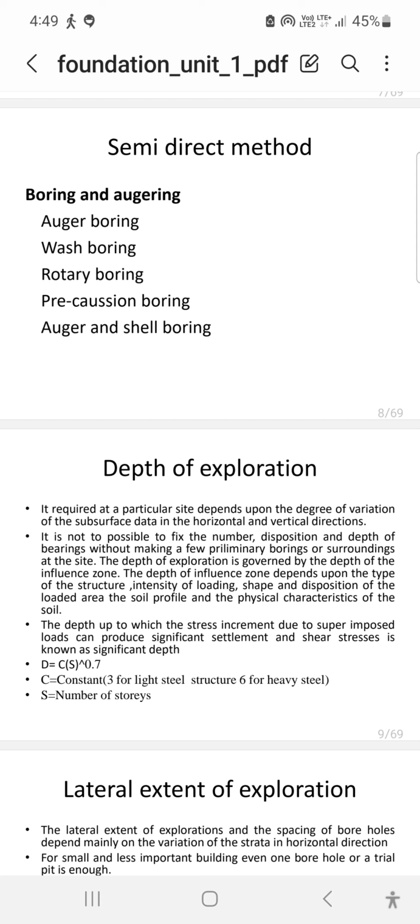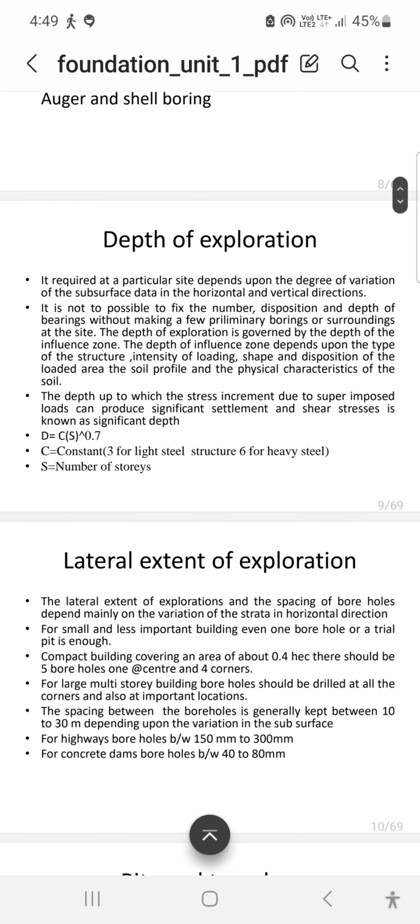In that depth, we need the stress increment due to the superimposed load. Based on the superimposed load, we can estimate the settlement and shear stress. It is also known as the significant depth. We find the significant depth using D = C S^0.7, where C is a constant, 3 for light steel structures and 6 for heavy steel, and S is the number of stories.